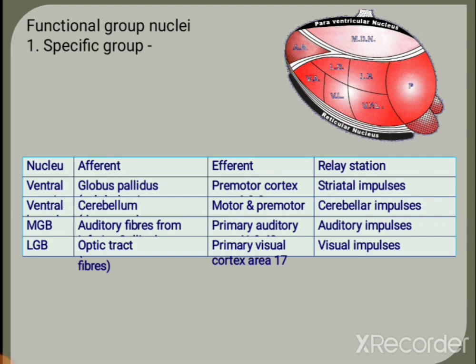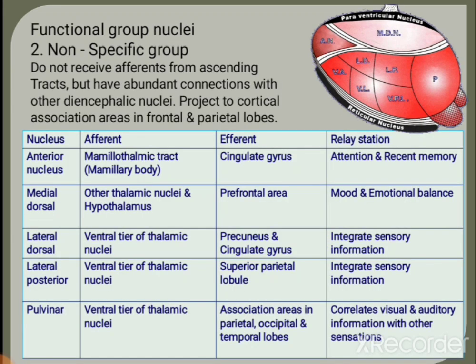So this table shows the afferent and efferent connections for these specific nuclei and their relay stations, that is, which type of fibers they are carrying. Then this is the non-specific functional group. It does not receive afferents from ascending tracts but has abundant connections with the encephalic nuclei, and projects to cortical association areas in the frontal and parietal lobes. So these are the different nuclei like the anterior nucleus, medial dorsal, lateral posterior, and pulvinar.